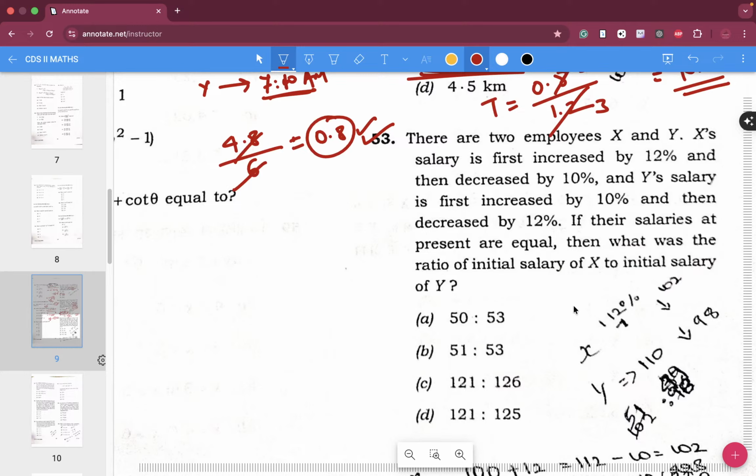All right. Okay, so there are two employees X and Y, right? Hold on one moment. There are two employees X and Y.